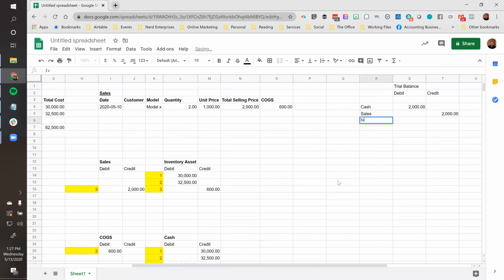And then we're going to credit inventory for 600 and cost of goods sold for 600. So you can see how this balances, right? My debits and credits are 2,600 in total. It balances. And of course, my gross profit on this is going to be the sales amount minus the cost of goods sold, right? So I made $1,400 on this sale.